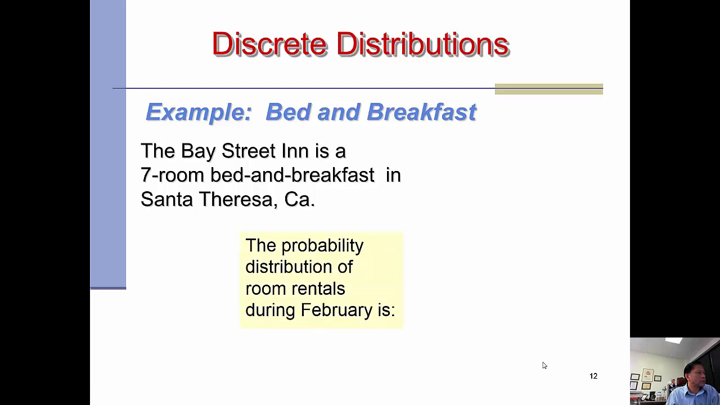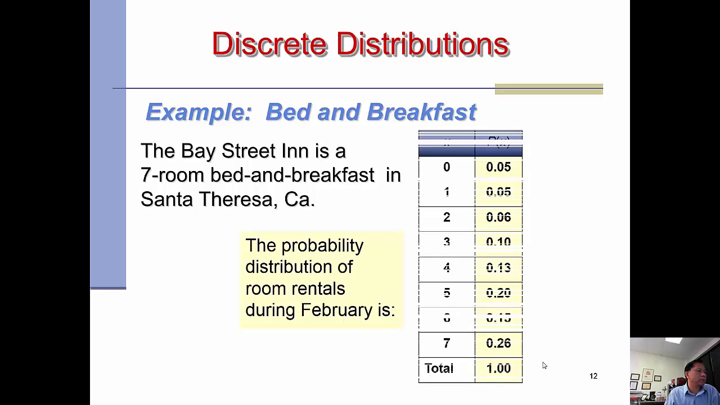Let's take a look at another example here. There is a Bay Street Inn, a 7-room bed and breakfast in Santa Teresa, California. The probability distribution of room rental during February is this. Basically, they have a 5% chance of having no room rented. Nobody comes. There's a 5% chance there's only one room rented, one customer. And maybe there's a 6% chance they have 2 rooms rented, and so on and so forth.